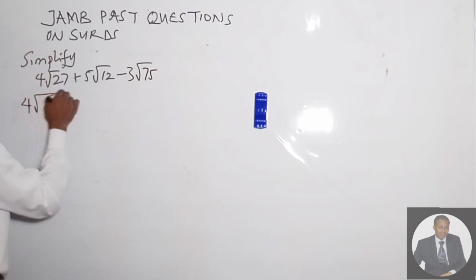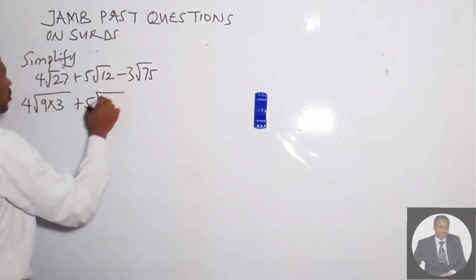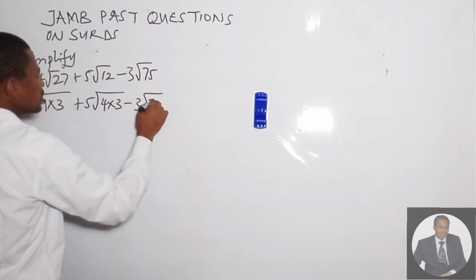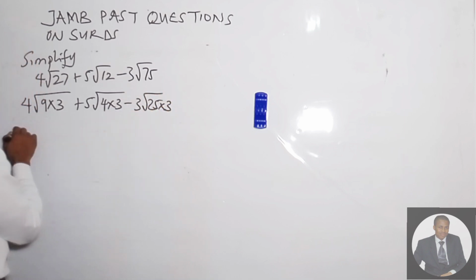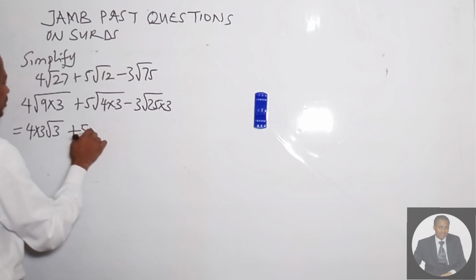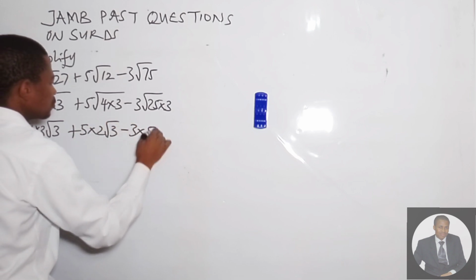4 root 27 is the same thing as 9 times 3, plus 5 root 12 is the same thing as saying 4 times 3, minus root 75 is the same thing as saying 25 times 3. So we have 4. The square root of 9 is 3. So we have 4 times 3 root 3 plus 5 times 2 root 3 minus 3 times 5 root 3.